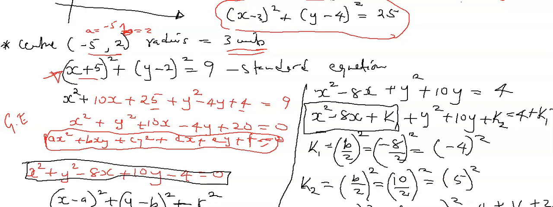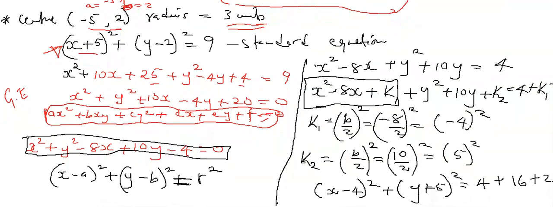Suppose you are given the general equation of a circle. Can you write it as a standard equation? So, from general to standard equation of a circle. For example, x squared plus y squared minus 8x plus 10y minus 4 is equal to 0. Can we write it as a standard equation, (x minus a) squared plus (y minus b) squared is equal to r squared?